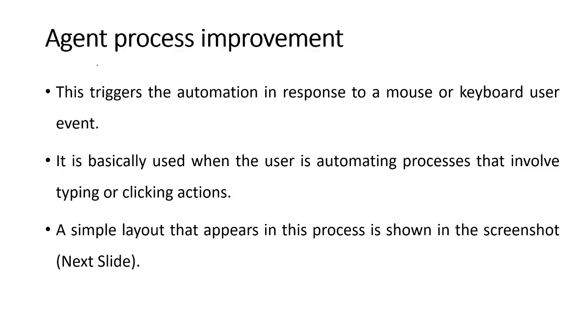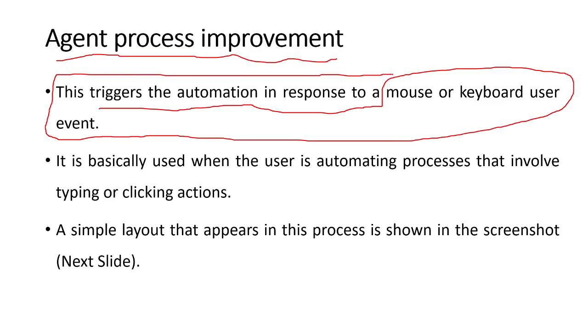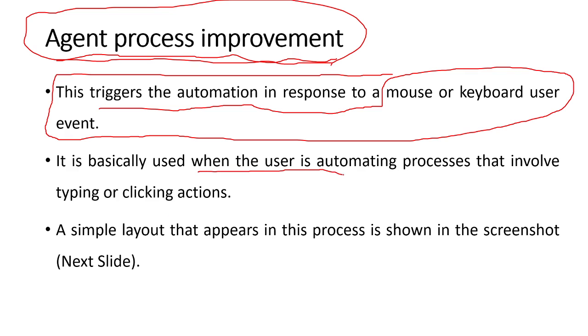Now we shall go ahead with another interesting layout called agent process improvement. This triggers the automation in response to a mouse or a keyboard user event. Whenever you have to handle a user event, a mouse event, a keyboard event or both, you have to choose a layout called agent process improvement, it seems. It is basically used when the user is automating a process that involves typing or clicking actions. So that's what I said.